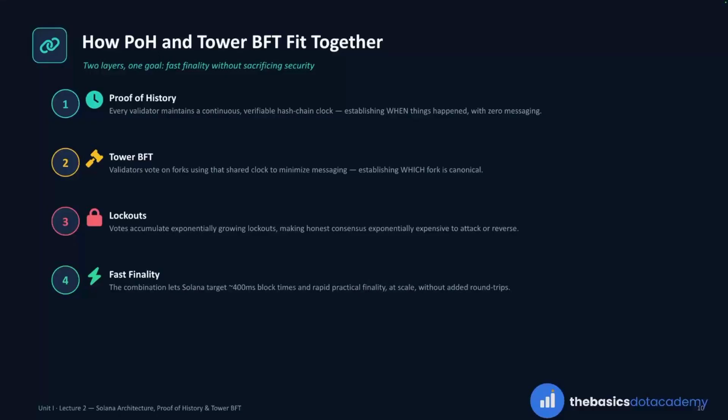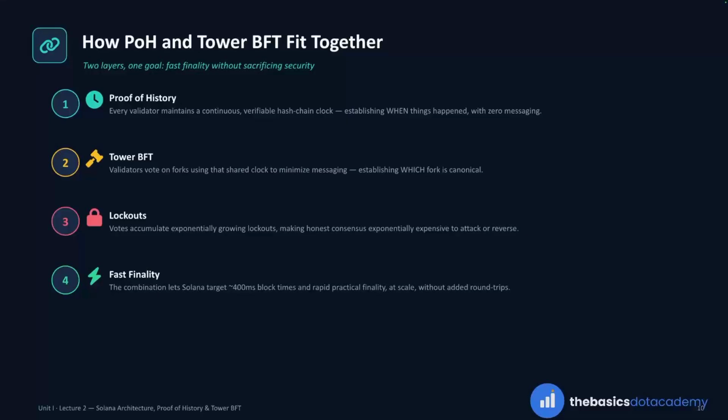How exactly do proof of history and Tower BFT fit together? These are two different layers, however, their goal is one. The goal is to achieve fast finality without sacrificing security. Proof of history minimizes the peer-to-peer messaging between the validators, and Tower BFT discourages dishonest behavior.